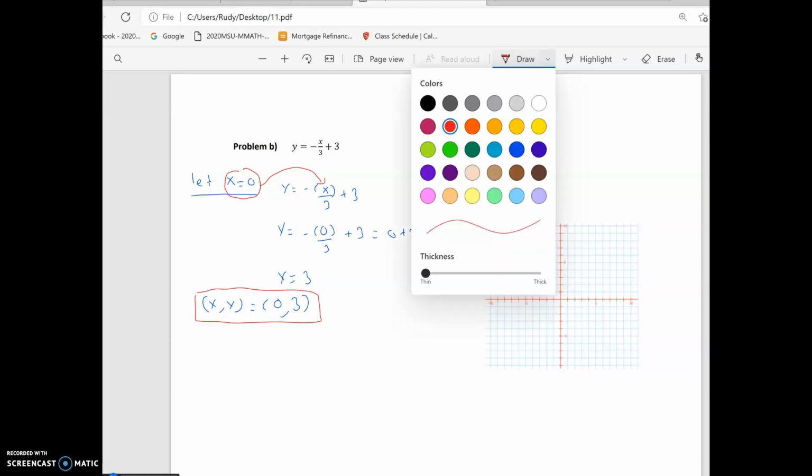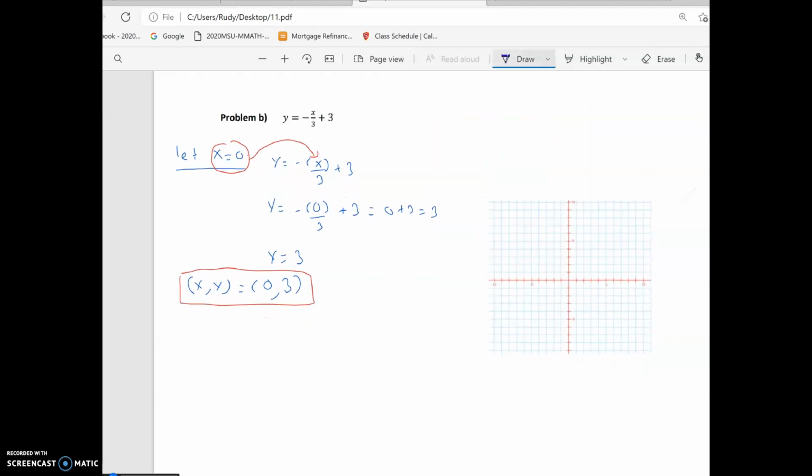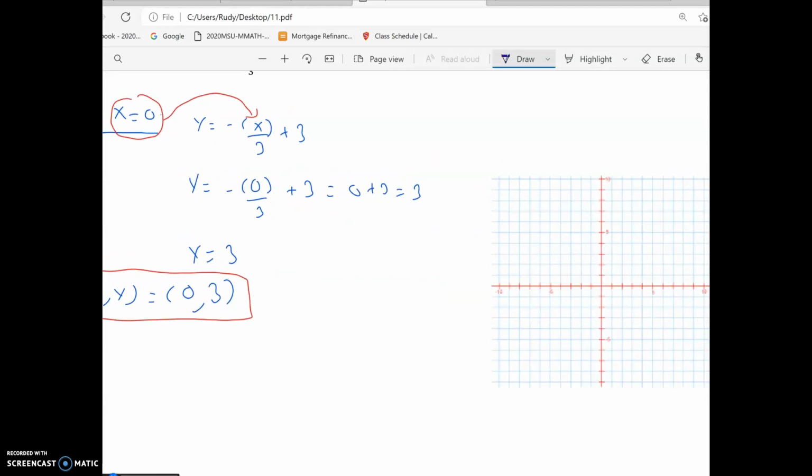So our first coordinate point is going to be (0, 3), which we obtained on the previous problem. 1, 2, 3. That would be there.